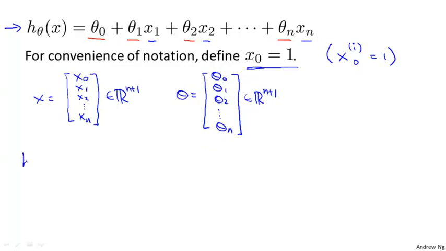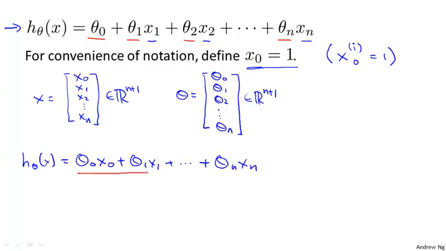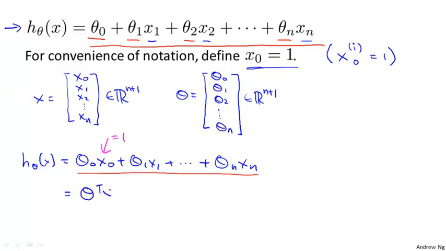So my hypothesis can now be written theta 0 x0 plus theta 1 x1 plus dot dot dot up to theta n xn. And this equation is the same as this one on top because x0 is equal to 1. And the neat thing is I can now take this form of the hypothesis and write this as theta transpose x. Depending on how familiar you are with inner products of vectors, if you write out what theta transpose x is, it is this theta 0, theta 1 up to theta n.